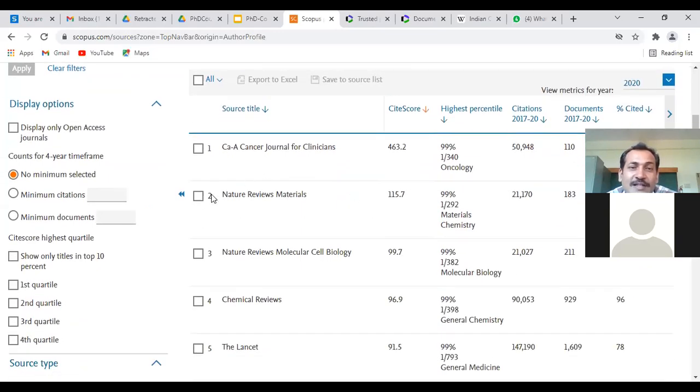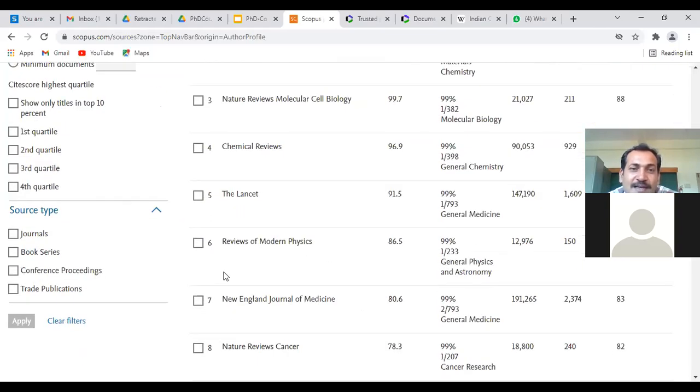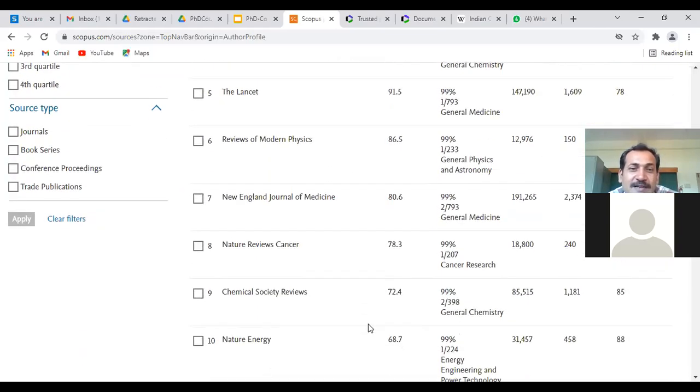So this can be seen out here. All the data, all these research journals will be seen here, right? This is CA: A Cancer Journal for Clinicians, Nature Reviews Materials, Chemical Reviews, Lancet, Reviews of Modern Physics, right?